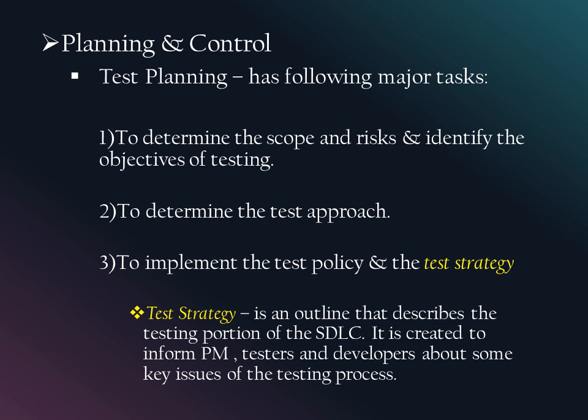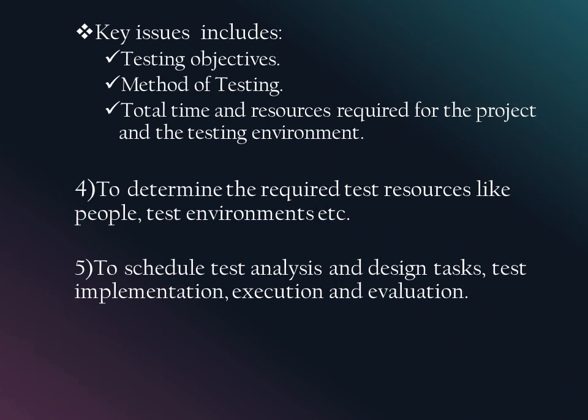And now, test strategy. It is an outline that describes the testing portion of the development life cycle. Each and every single line of code is not tested, right? Meaning which portion of the coding has to be tested in an orderly fashion. It is actually created to inform project managers, testers, and developers about some key issues of the testing process. And what are those key issues? It includes testing objectives, method of testing, total time and resources required for the project, and the testing environment.